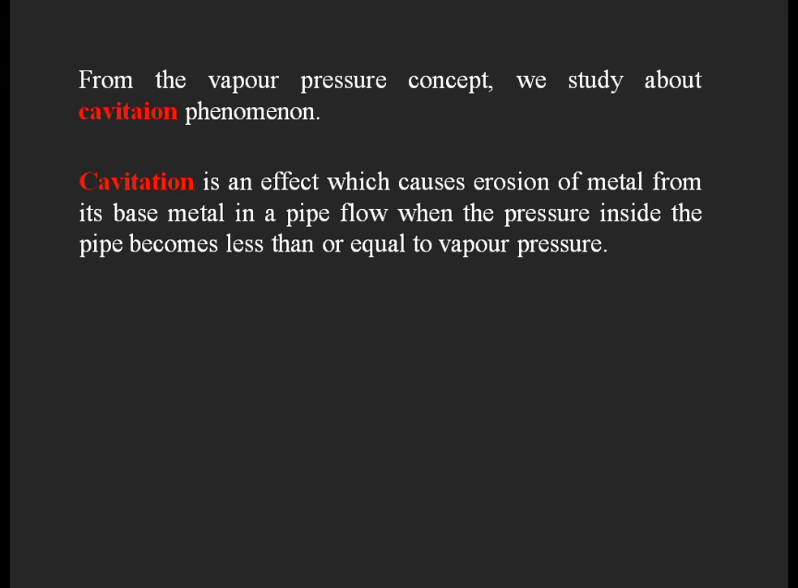So whenever the pressure is reduced to equal to the vapor pressure or less than the vapor pressure in a pipe flow, in that case vapor bubbles form, and these vapor bubbles flow along the pipe. Whenever they reach the maximum pressure region, that is the higher pressure region, in that place the collapsing of the bubble takes place. That collapsing causes sudden force on the pipe wall, and that sudden force causes the erosion of the metal. So that is the phenomenon of cavitation, which is a disadvantage for the pipe flow. Okay, that is about the cavitation phenomenon which is due to the vapor pressure.